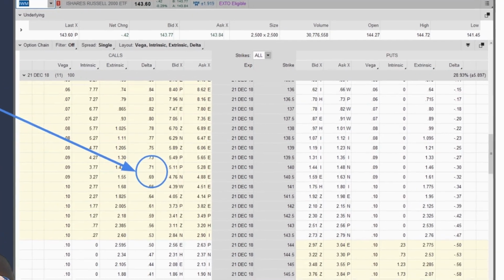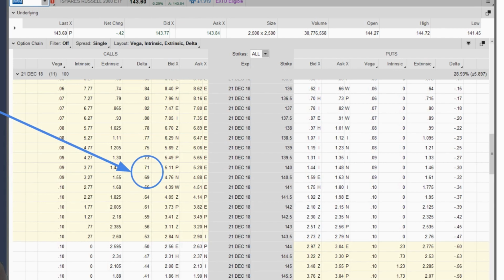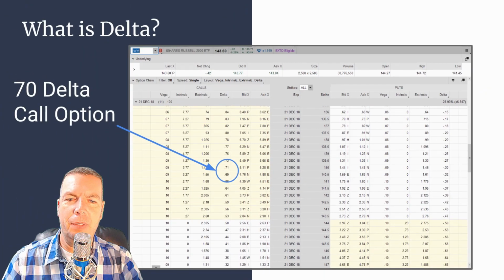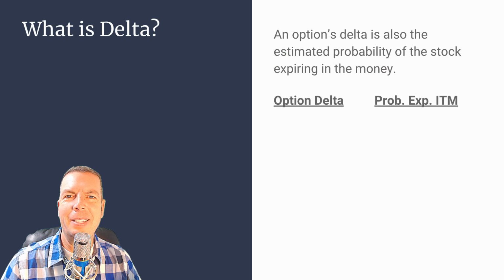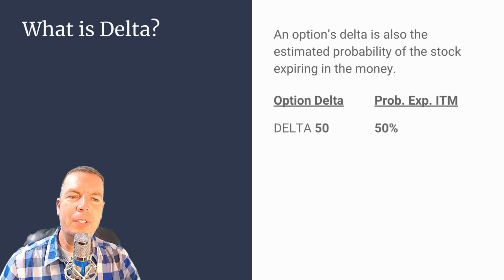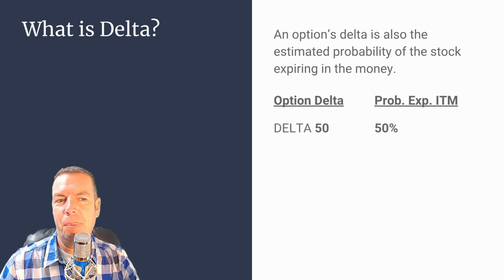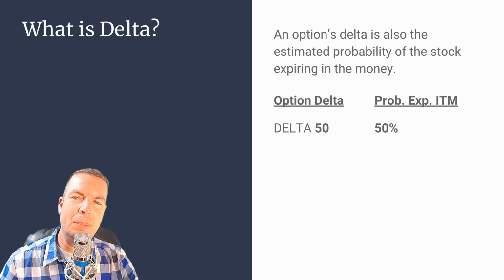It's not going to be exactly a 70 delta. It's going to be somewhere around that 70 delta, and that's what you'd be looking for on an options chain if you're looking for that 70 delta. Now, an option's delta is also the estimated probability of the stock expiring in the money. So if you're looking at a delta 50, basically that's at the money, and that has a probability of expiring in the money of 50%.